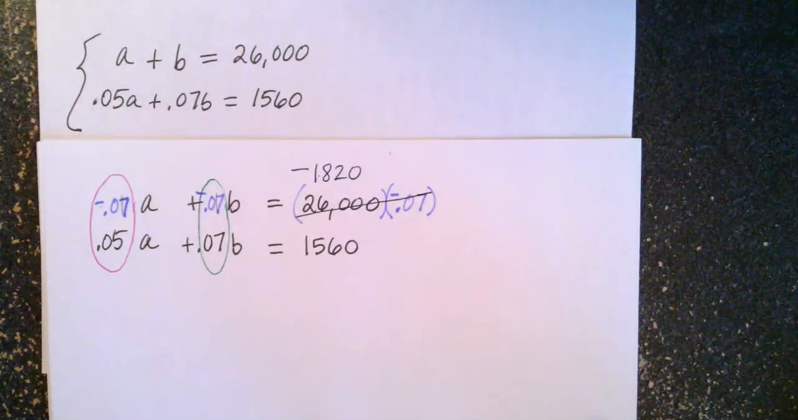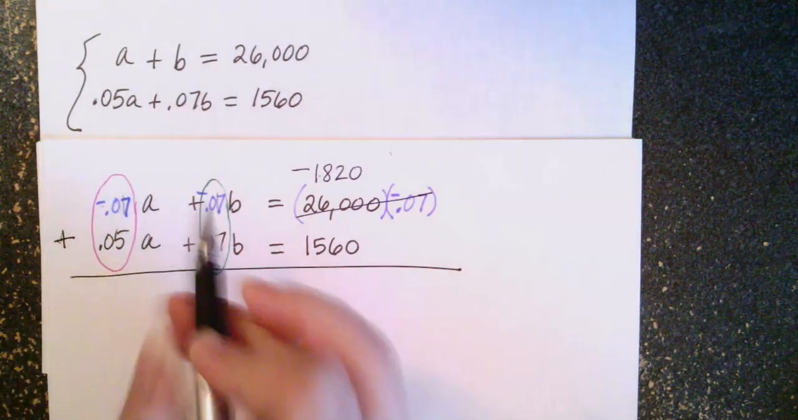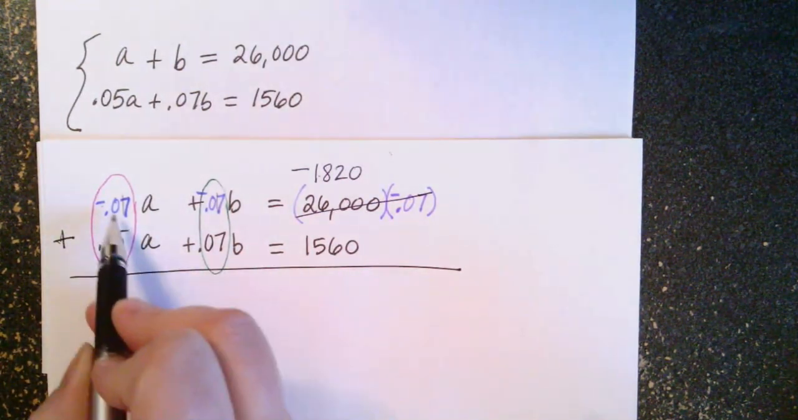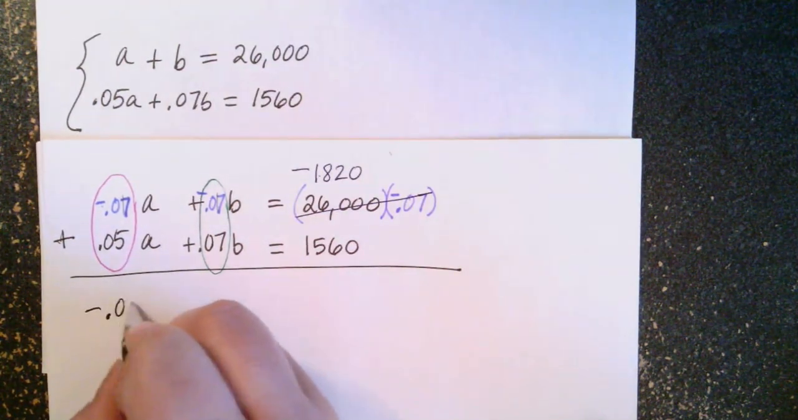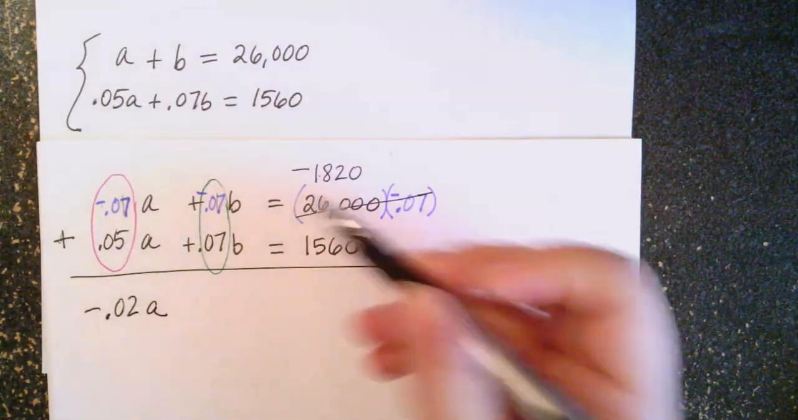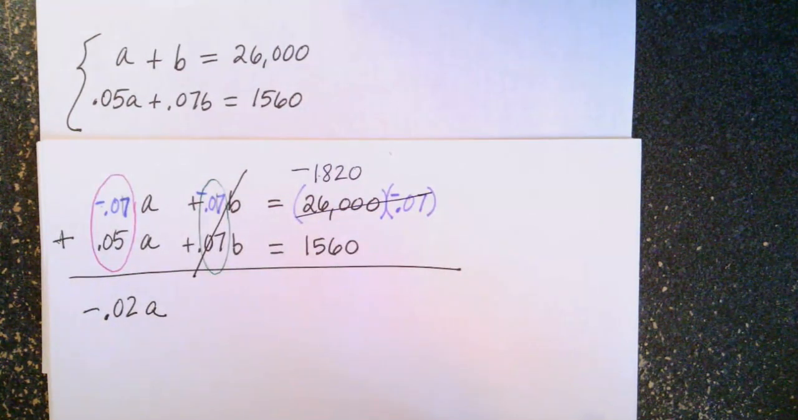It's because I'm going to add these top to bottom. So adding these top to bottom, I get negative 0.07 plus 0.05 is negative 0.02 A's. I have no B's because negative 0.07 plus 0.07 is 0 B's. So don't write B. If you write B, that implies you have one. So don't write any B's. We have eliminated them, which is why it's called the elimination method.